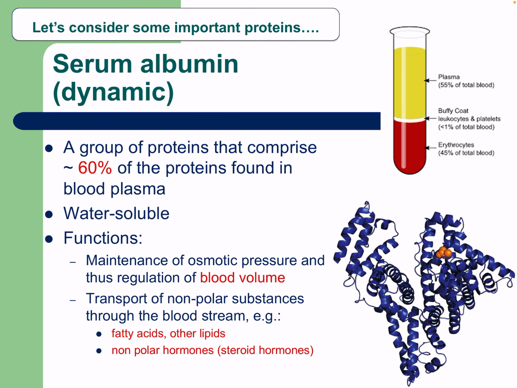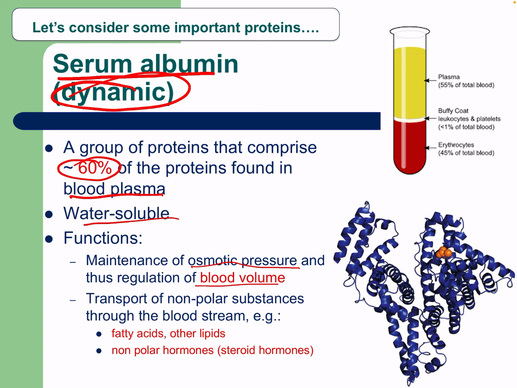Now we're going to dive into some important proteins that you might have heard of. For example, serum albumin, a dynamic protein. Serum albumin is a group of proteins that comprise approximately 60% of the proteins found in blood plasma. These are water-soluble proteins, and the function of albumin is the maintenance of osmotic pressure and thus regulation of blood volume, so obviously a very crucial function. It's also involved in the transport of nonpolar substances through the bloodstream, like fatty acids and other lipids, and nonpolar hormones, such as steroid hormones.